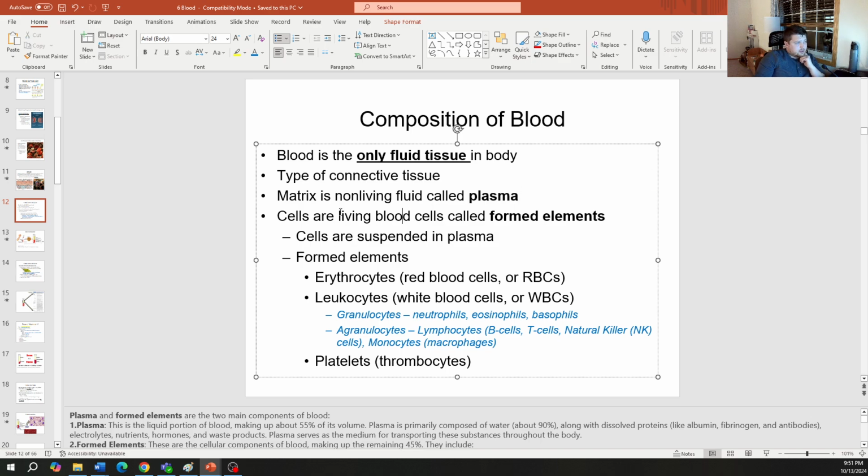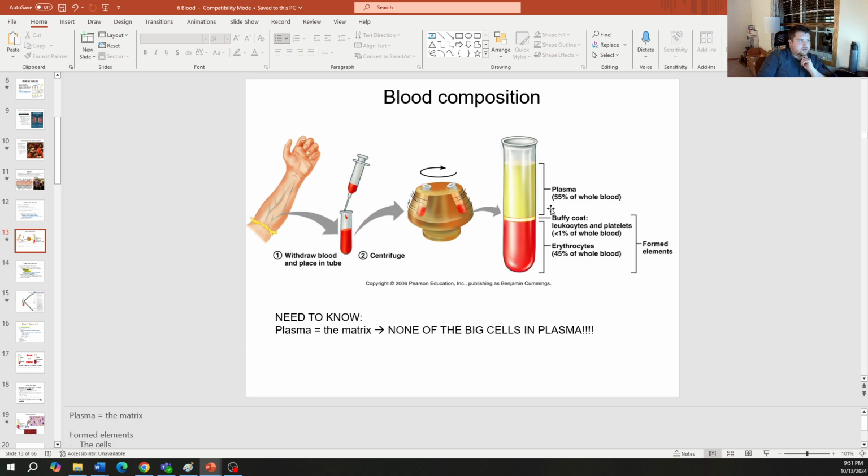The living blood cells are called the formed elements. All of these formed elements, the cells, are suspended in that plasma as they go through the vessels. When we talk about the formed elements, we have erythrocytes, leukocytes, which is just a peek ahead of what we're going to look at, and then, of course, our platelets or thrombocytes. Again, plasma is the matrix. Formed elements are the other parts, the other big cells floating inside of it.